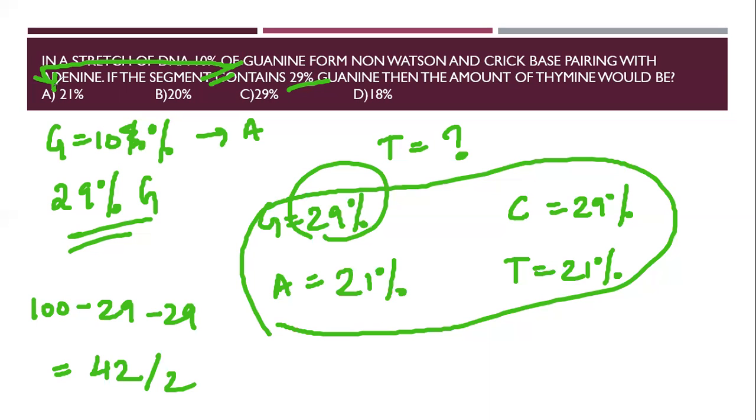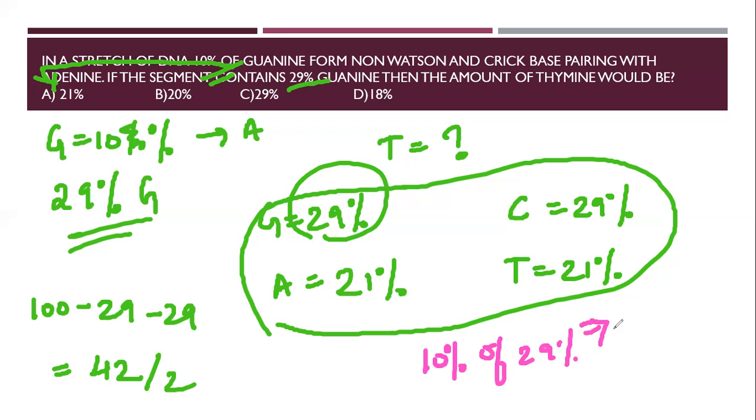The 10% is forming with A. It is given that 10% of G forms base pairing with A. So what does it mean? Out of 29%, 10% of 29% is forming base pairing with A. So what should be the next step? You need to calculate what is 10 percent of 29 percent.